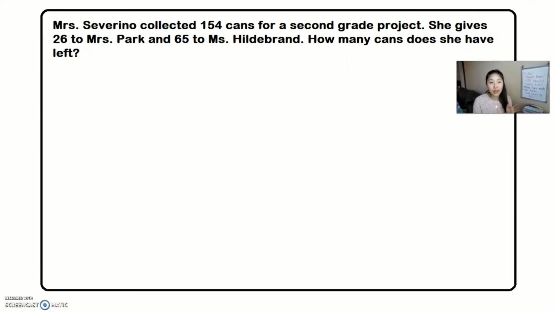So here we go. Miss Severino collected 154 cans for a second grade project. She gives 26 to Miss Park and 65 to Miss Hildebrand. How many cans does she have left? So again, we're going to read it one more time. Miss Severino collects 154 cans for a second grade project. She gives 26 to Miss Park and 65 to Miss Hildebrand. How many cans does she have left?